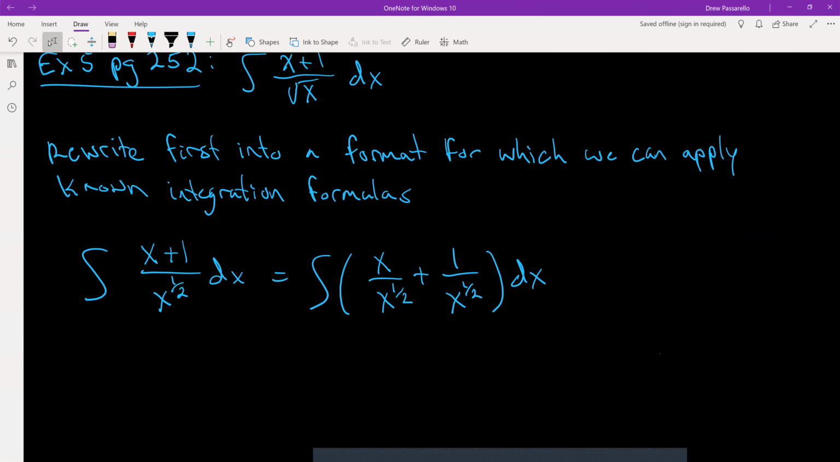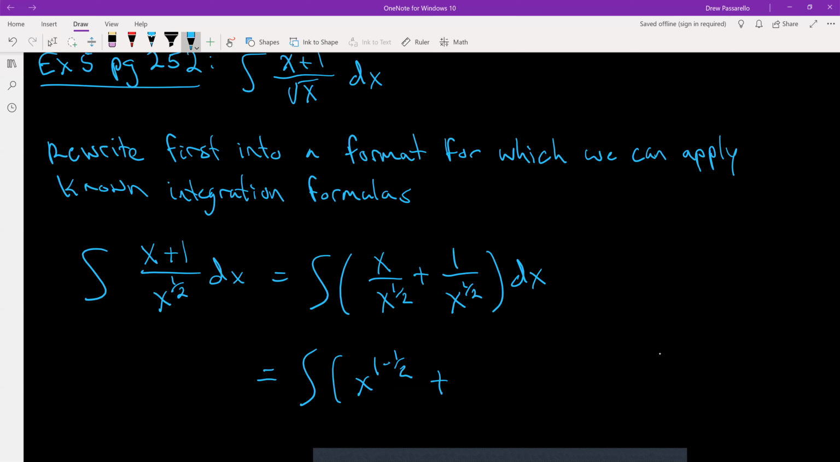So I just broke it up into 2 fractions, based on adding and subtracting fractions. The 2 fractions have the same denominator, x to the 1/2. Then I can use exponent rules. So for x over x to the 1/2, you do x to the first minus 1/2, by division with exponents. So it would be x to the 1 minus 1/2, and then plus 1 over x to the 1/2.